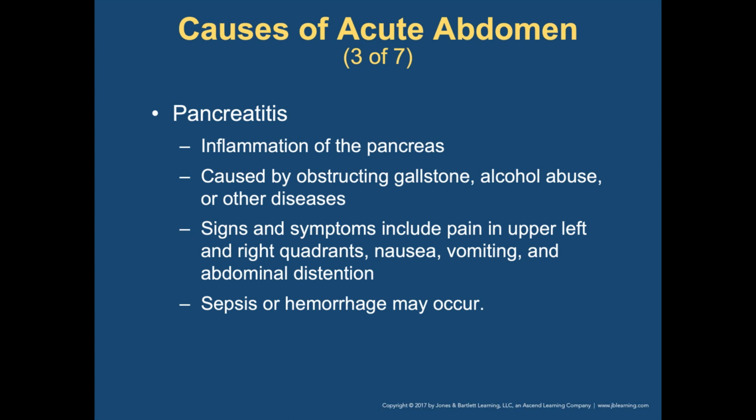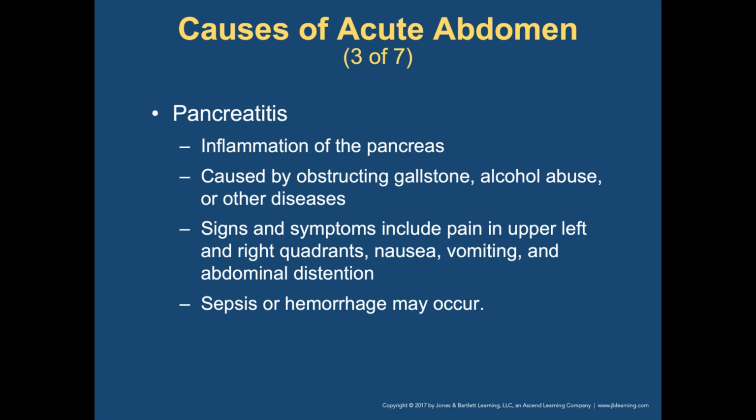So, pancreatitis. It's inflammation of the pancreas. It's caused by obstructions, gallstones, alcohol abuse, or other diseases. Some of the signs and symptoms you're going to have: pain in the upper left and upper right quadrants, radiating to the back. We all know that when you start having back pains, and it's not just referred to a muscle, it could be your liver, your kidneys, all those things. But think about pancreatitis too.